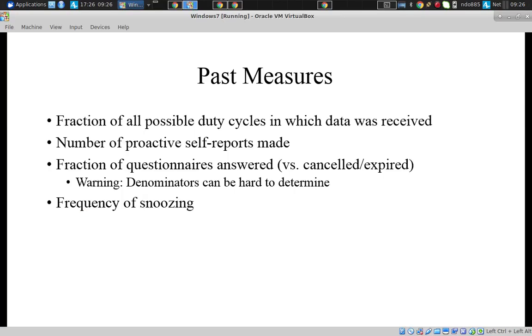Another way you might measure someone's contribution is how many of the proactively reported things, like saying, I got a sunburn, or taking a picture of a barrier to physical activity in their community, are they submitting? That's another type of involvement.